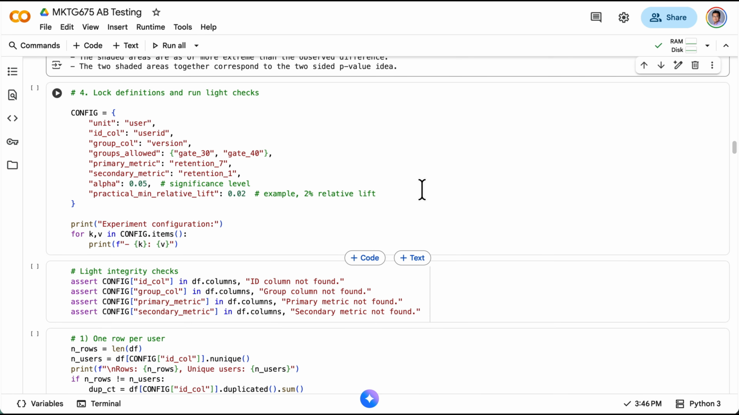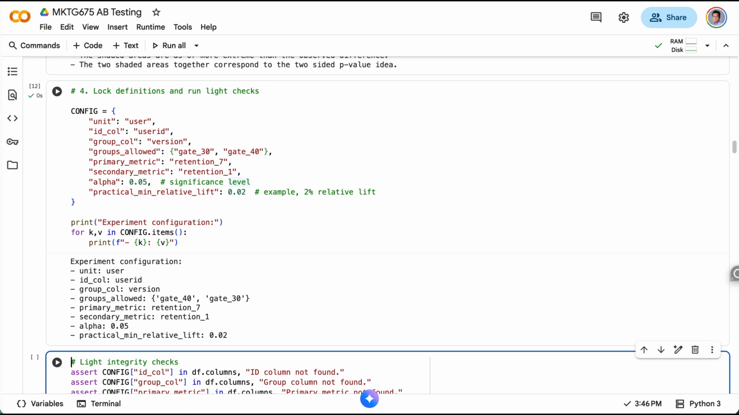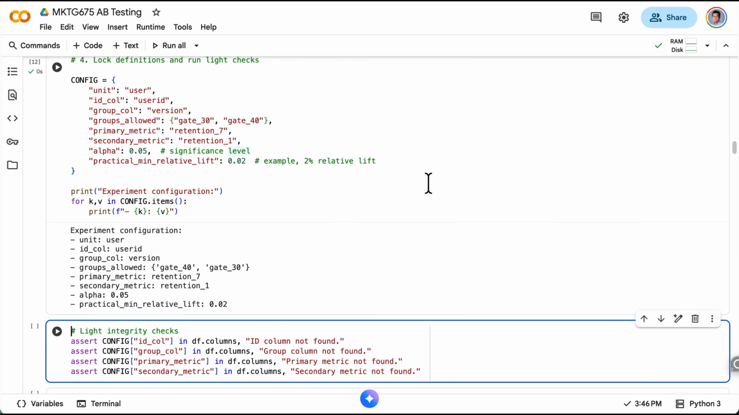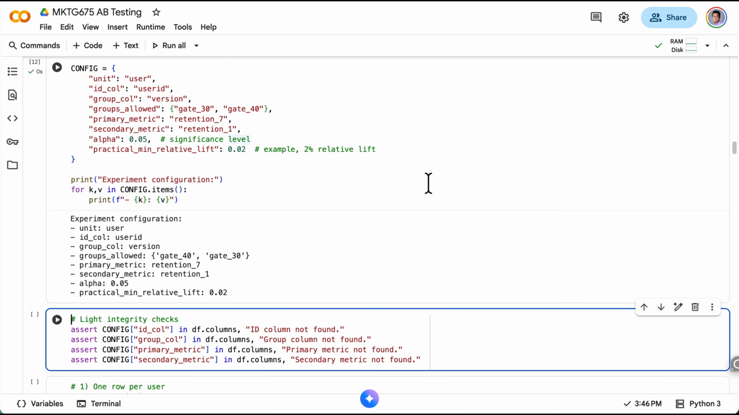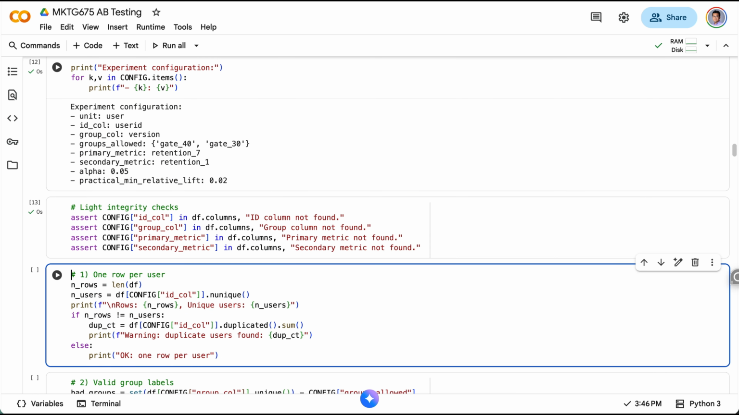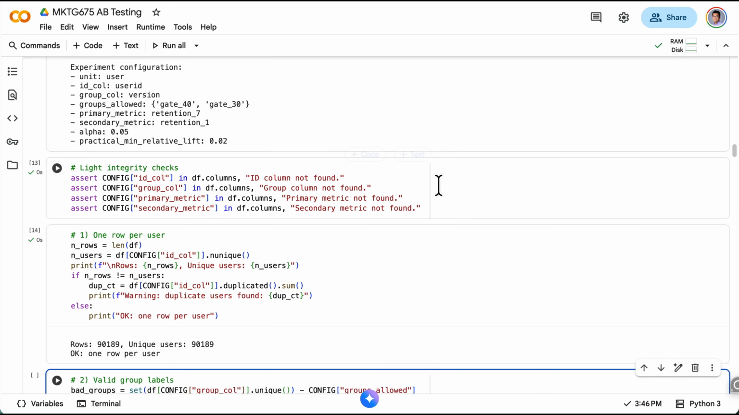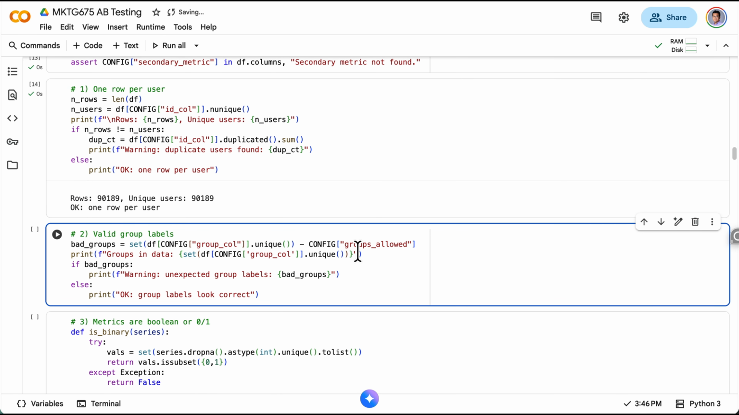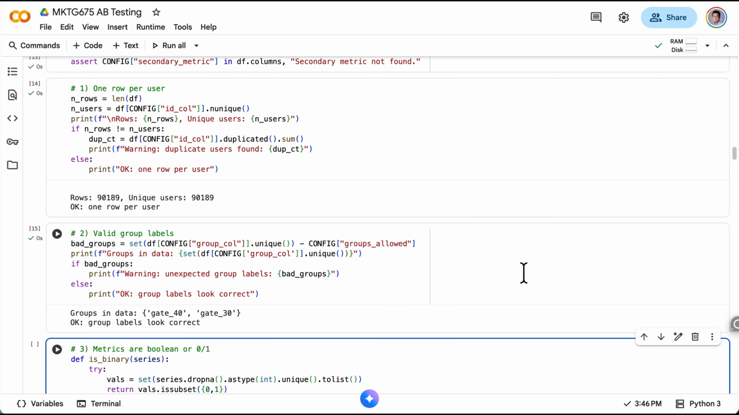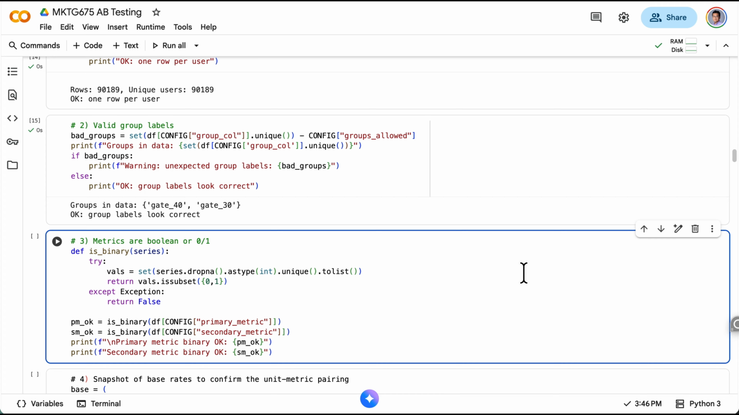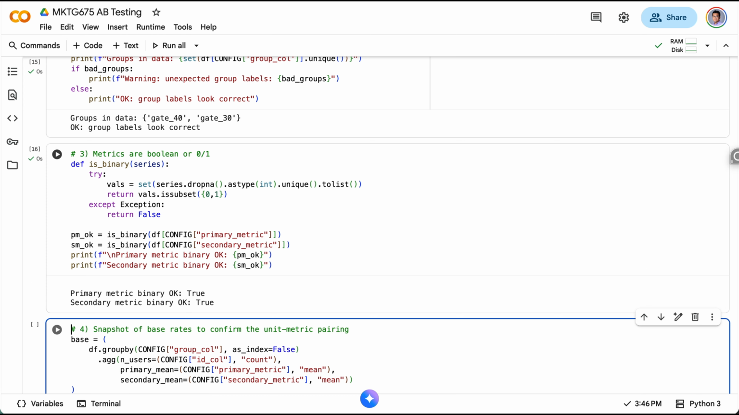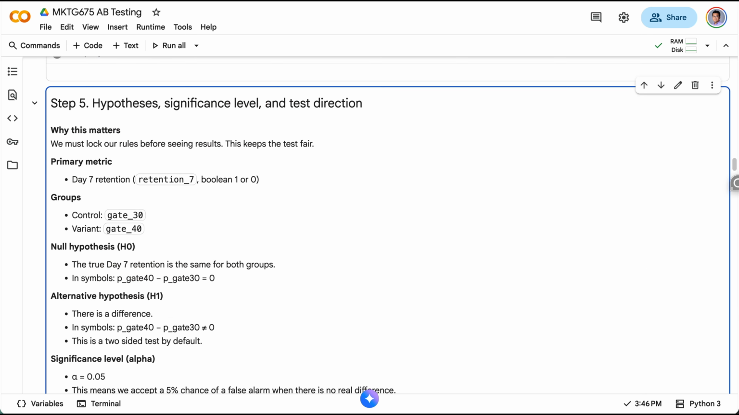Here, I declare a small config: id column, group column, allowed labels, primary and secondary metrics, alpha, and a practical threshold we'll use later. Then we run light guards: one row per user, group labels, are the metrics binary? Okay. Finally, a base rate snapshot for the primary metric only.